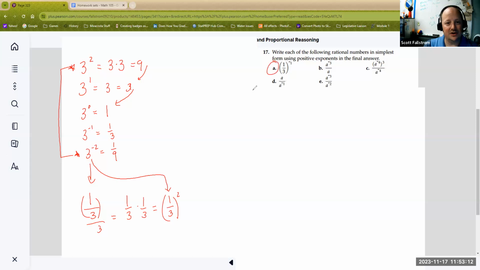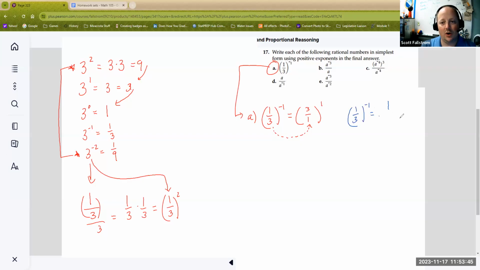So if you had a question like part A, and you had 1/3 raised to the negative 1 power, we could rewrite that to the positive 1 power by thinking of doing division with 1/3. And if I'm dividing by 1/3, it's the same as multiplying by 3/1. If you want to take a more algebraic approach, this way is a conceptual approach. The algebraic approach would be 1/3 raised to the negative 1 is equal to 1 over (1/3) to the positive 1. So a negative exponent becomes the denominator.